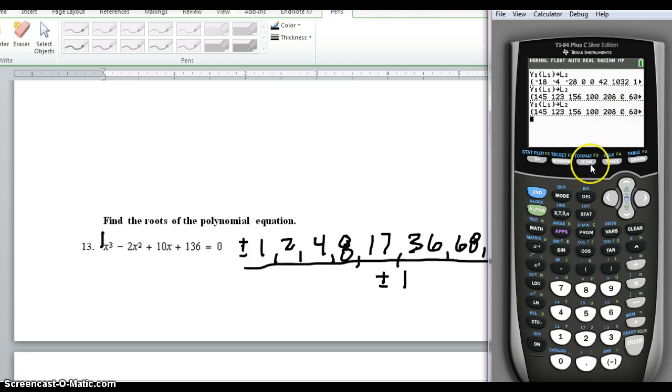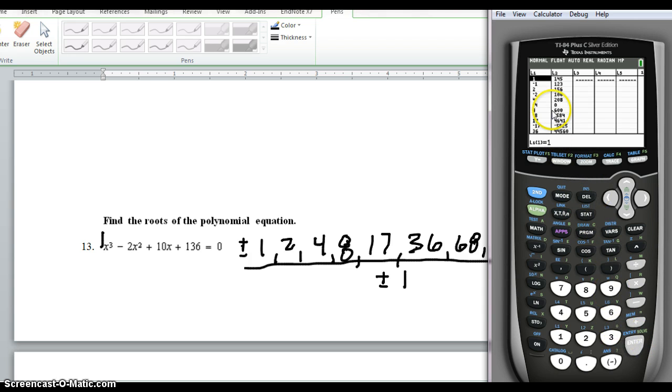And it looks like we have a 0, so I'm going to hit STAT, edit, and find out where that 0 is, -4, and then scroll down to see if there are any others. And I believe it's just going to be -4 there. Yep, sure enough, it's going to be -4.